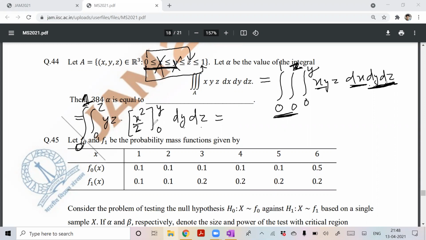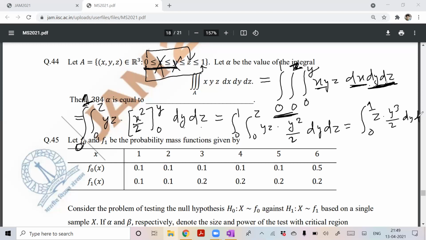We integrated with respect to x. So keep it as it is, 0 to 1, 0 to z, yz as it is. Now you will replace x by y, upper limit minus lower limit, it will become y square by 2. Now dy dz. So again 0 to 1, keep z as it is, y into y square by 2 will be y cube by 2 dy dz. Again I missed, y has limit 0 to z and z has limit 0 to 1. The first two integrals are written the same.